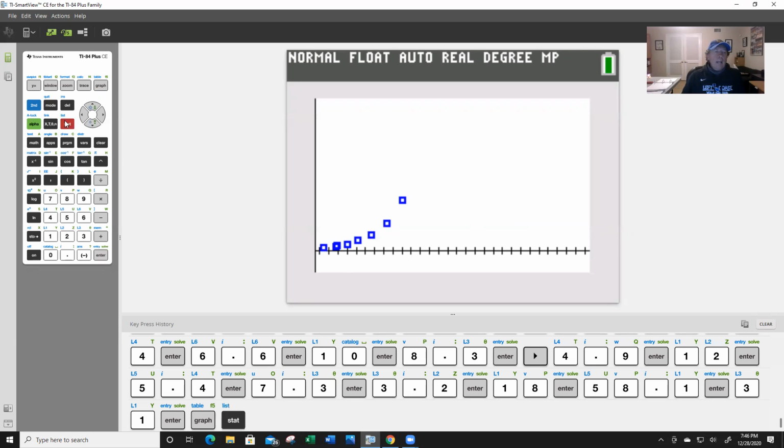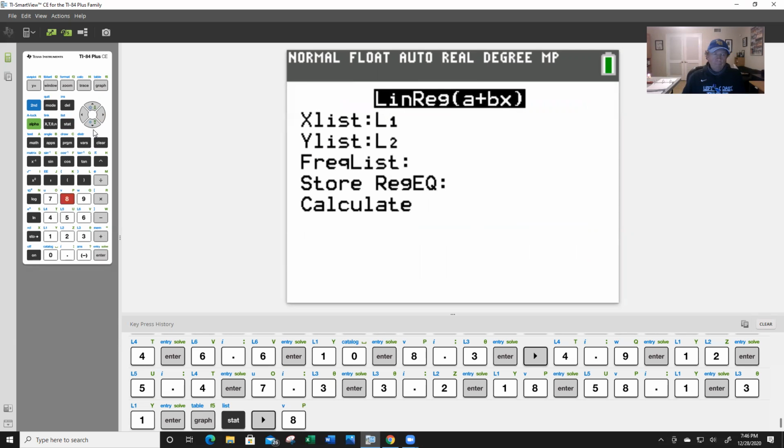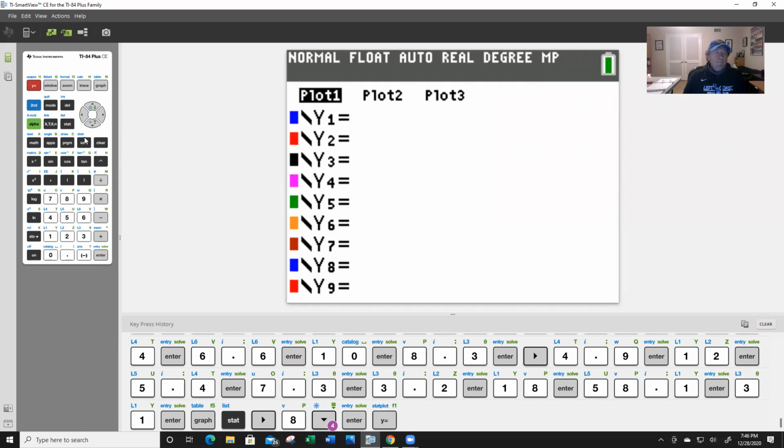Okay, stat calc 8. And you know, the R squared is 0.861. It's not horrible. It's all right. 0.861, it's not bad for the R squared. You can go ahead and copy down the equation. That'd be great. Okay. Once again, I'm going to graph it.